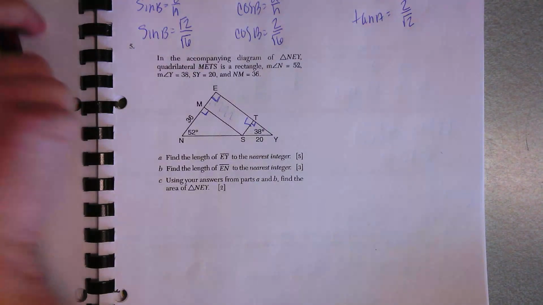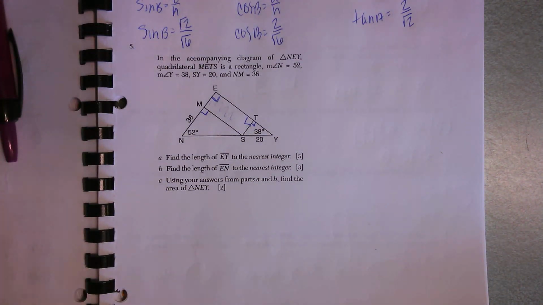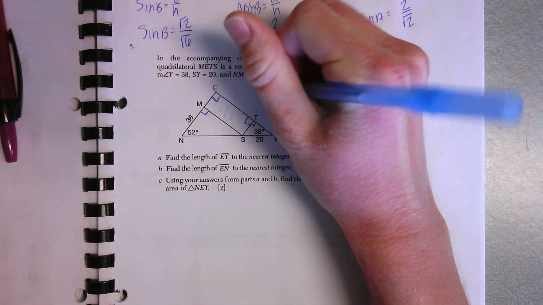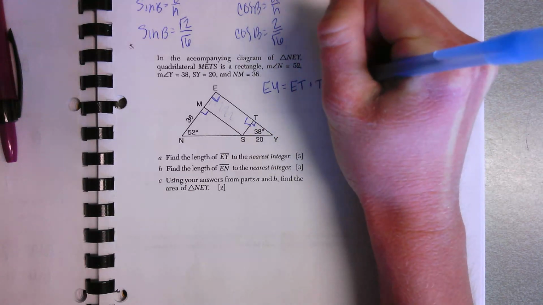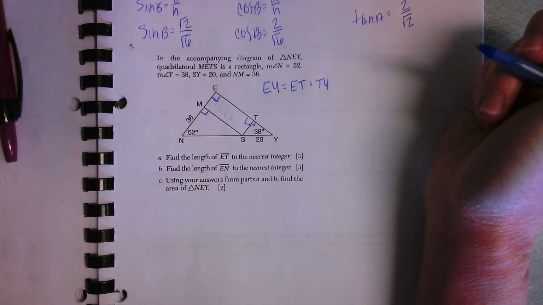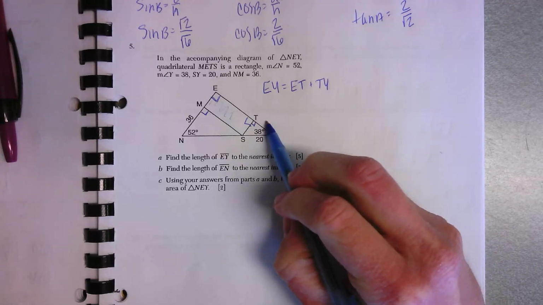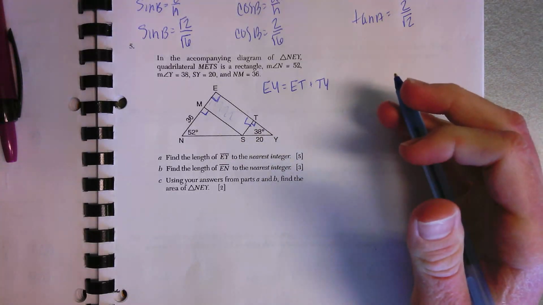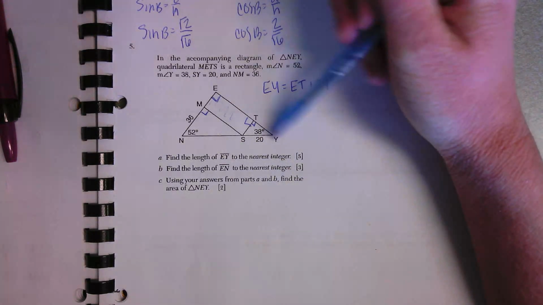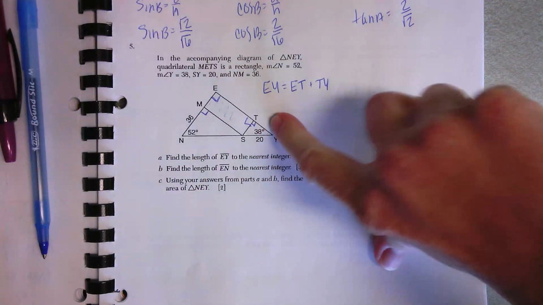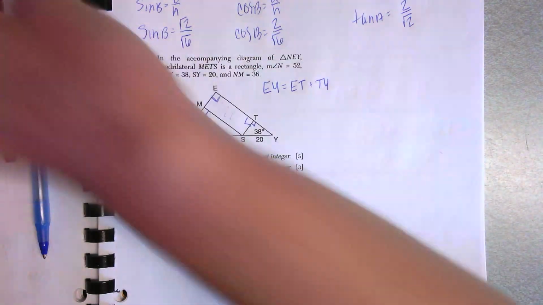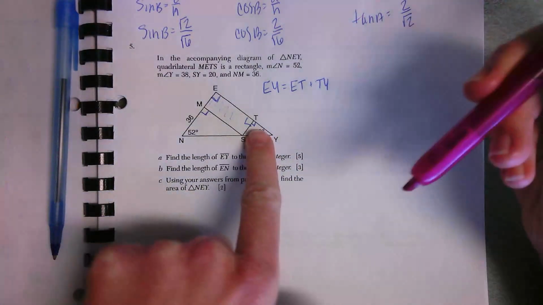All right, so let's look at A. First we want to find the length of EY to the nearest integer. Now the length of EY is equal to the length of ET plus the length of TY. We cannot just figure out what the length of EY is. We kind of have to take a few steps. So we're going to have to find the length of TY, and that's pretty simple to do.